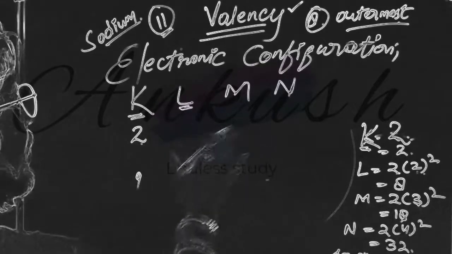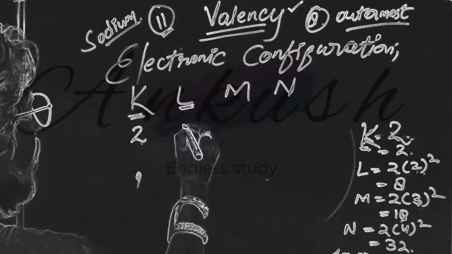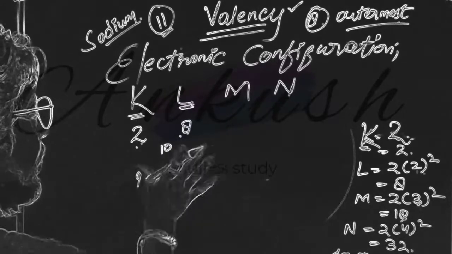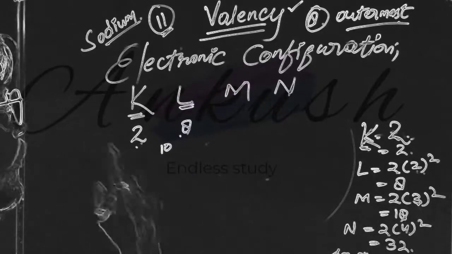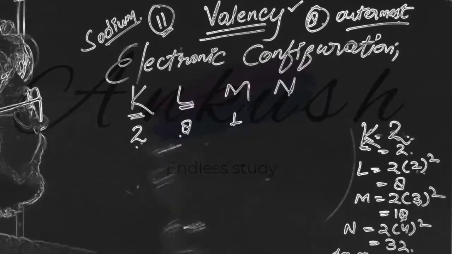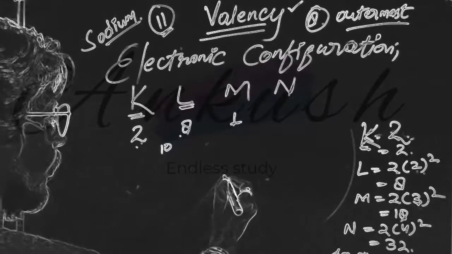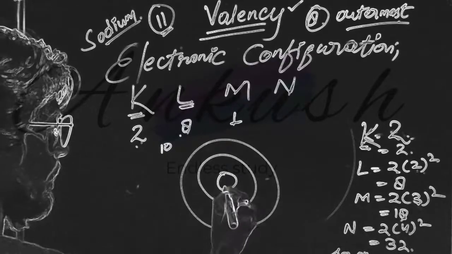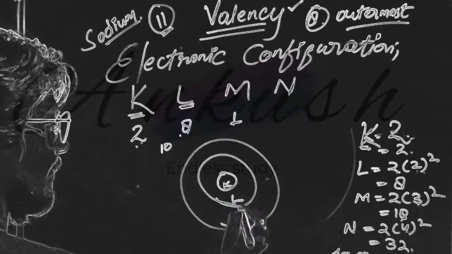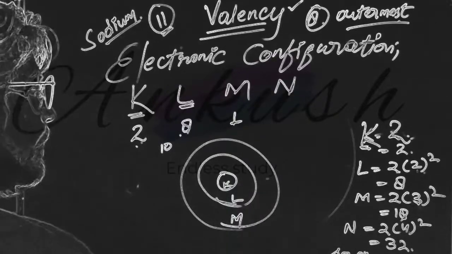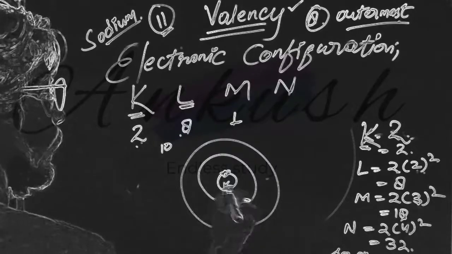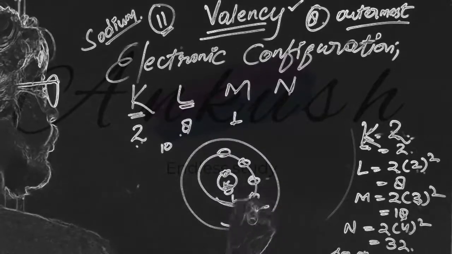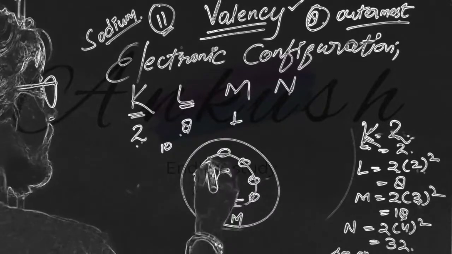So first of all we will fill it. In shell L, how many will come? 8. 2 plus 8, 10. 10 are filled, 1 remaining. 1 will go in M. So if we draw orbitals K, L and M, in K how many? 2. In L how many? 8. 1, 2, 3, 4, 5, 6, 7, 8.